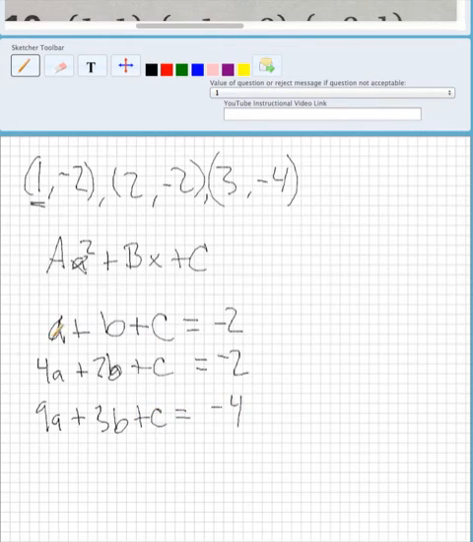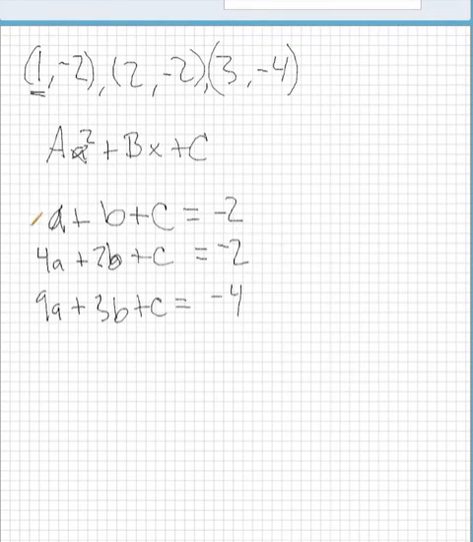All right? So now what I'm going to do is solve this system of equations. There's 3 of them. I'm going to get rid of c in each one. So I'm going to do 1 and 3. I'm multiplying 1 by -1 and adding it to 3. So I get 8a, so -a plus 9a is 8a, plus 2b equals, the c's cancel out, and then it's just 2. All right?